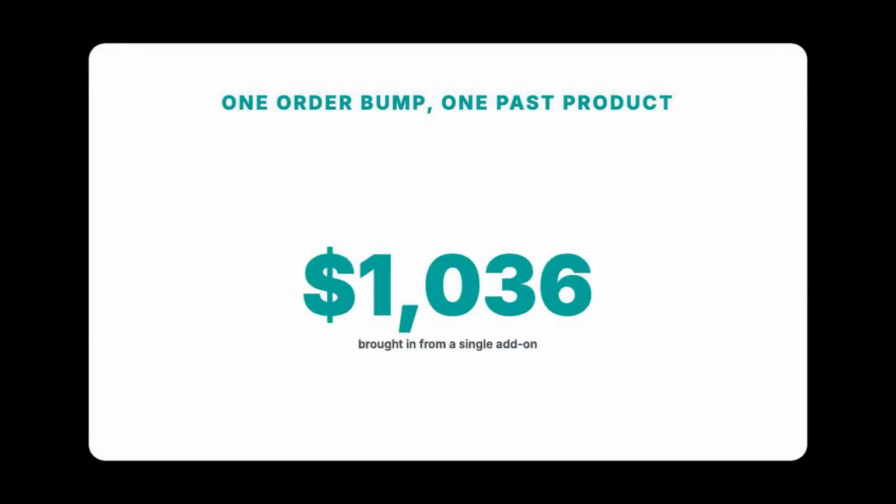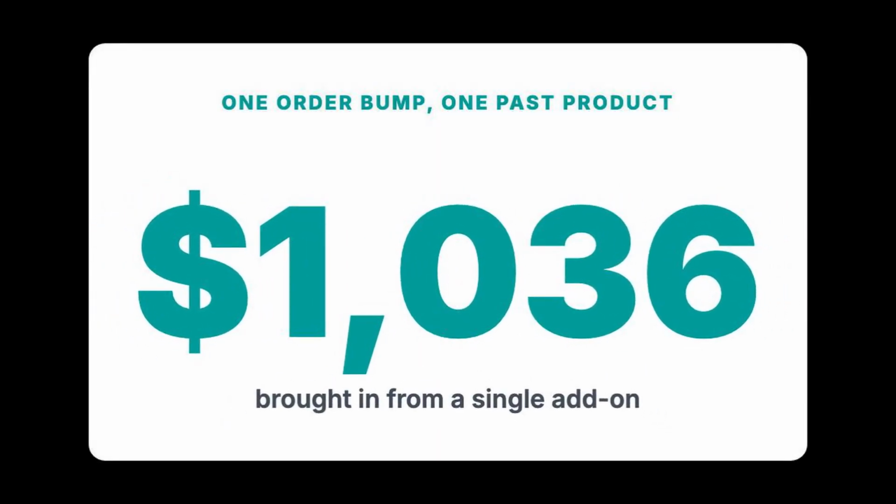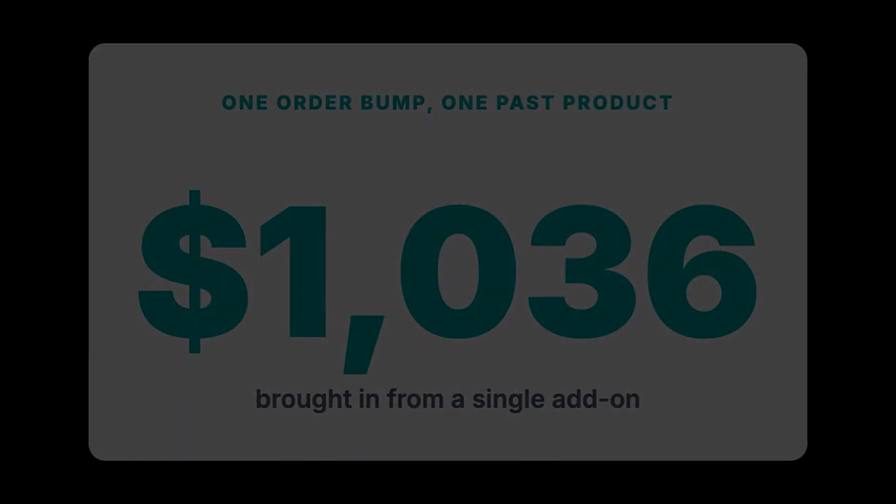A single add-on I put on one of my past products brought in an extra $1,036. Today I'm going to show you exactly how to set that same thing up in System.io.